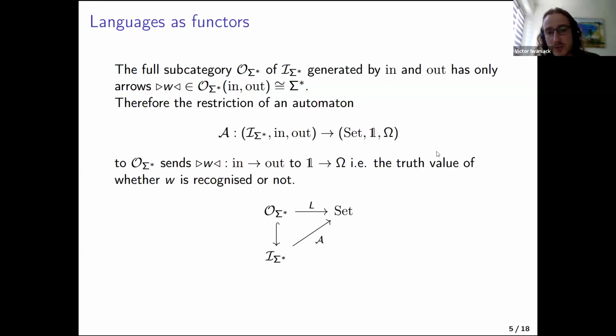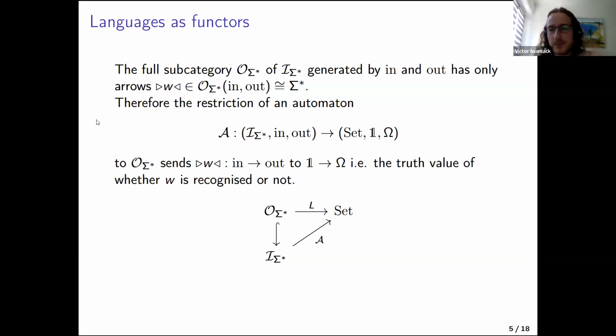Therefore, if you take an automaton as a functor and you restrict it to this full subcategory, the only information you keep is what your automaton sends this kind of arrows to. And the automaton sends such an arrow, so a word, to a truth value. And therefore, it tells you if the word is recognized or not. So if you fix a language, it's the same thing as fixing a bipointed functor L. And finding an automaton that recognizes the language L is the same thing as extending, like in a strict way.